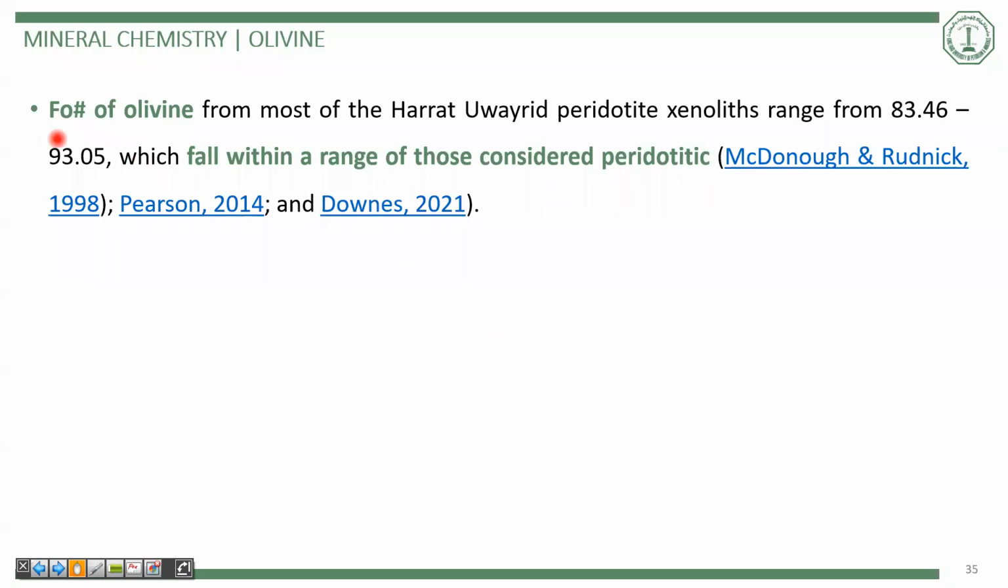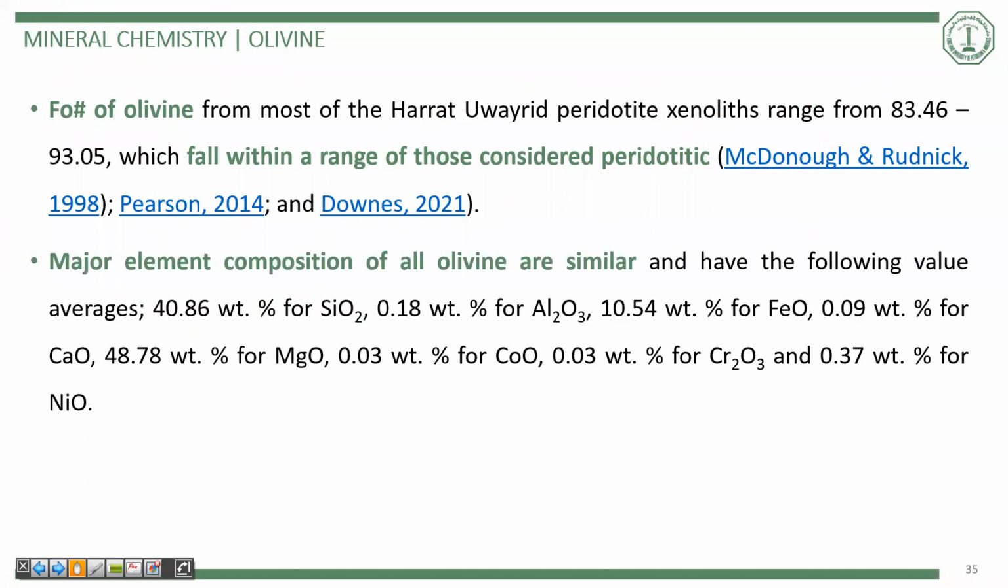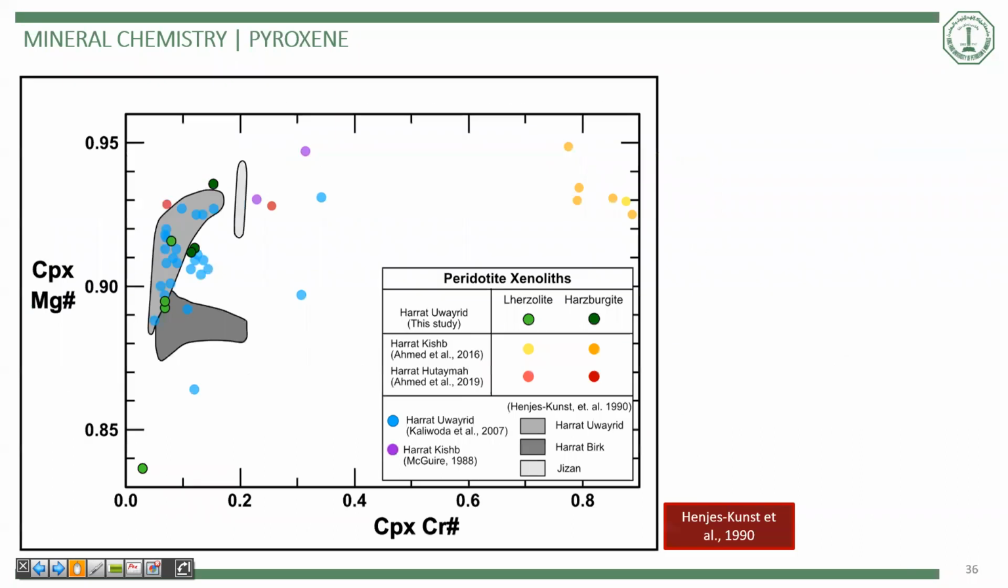Okay, for olivine, the forsterite number, which is the ratio between the magnesium and iron atomic proportion of the olivines of most of the Harrat Uwayrid peridotite xenoliths, ranges from 83.46 to 93.05, and these are considered as peridotitic by McDonough and Rudnick and others. And major element compositions of the olivines are generally similar, and we have the averages here.